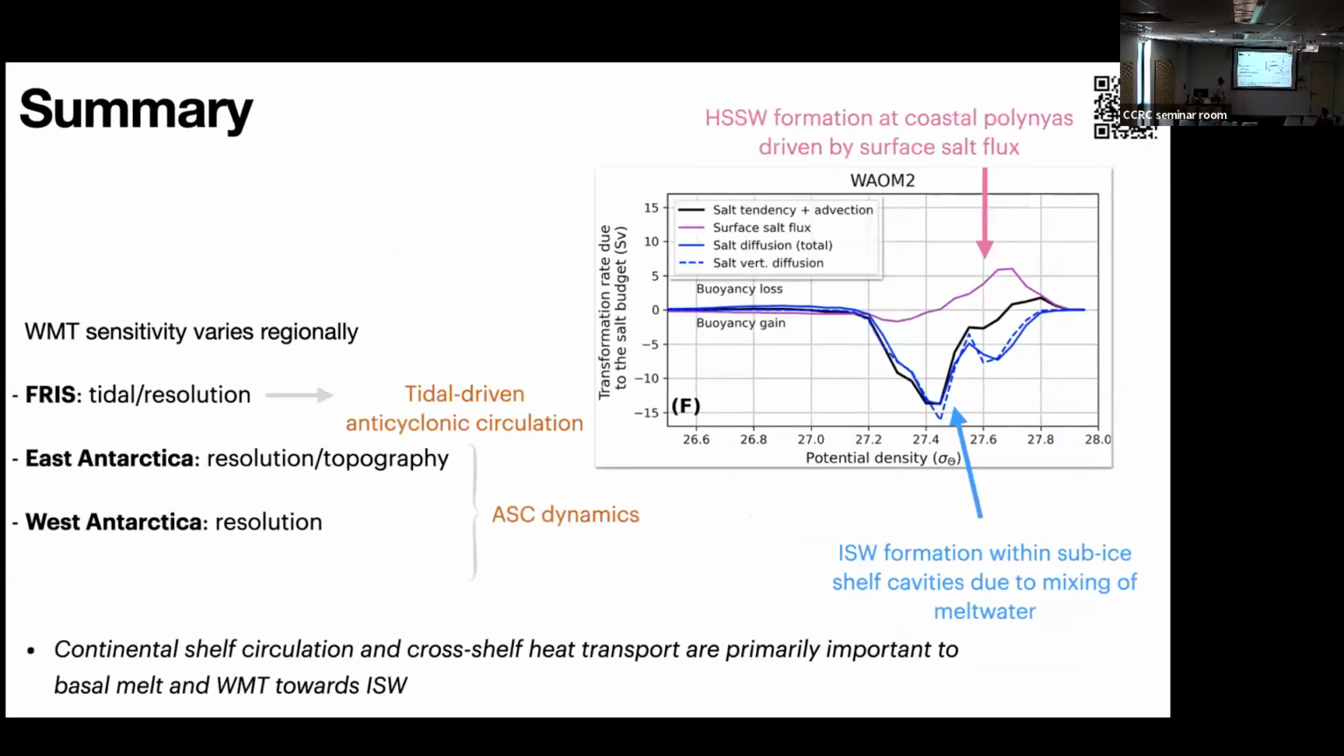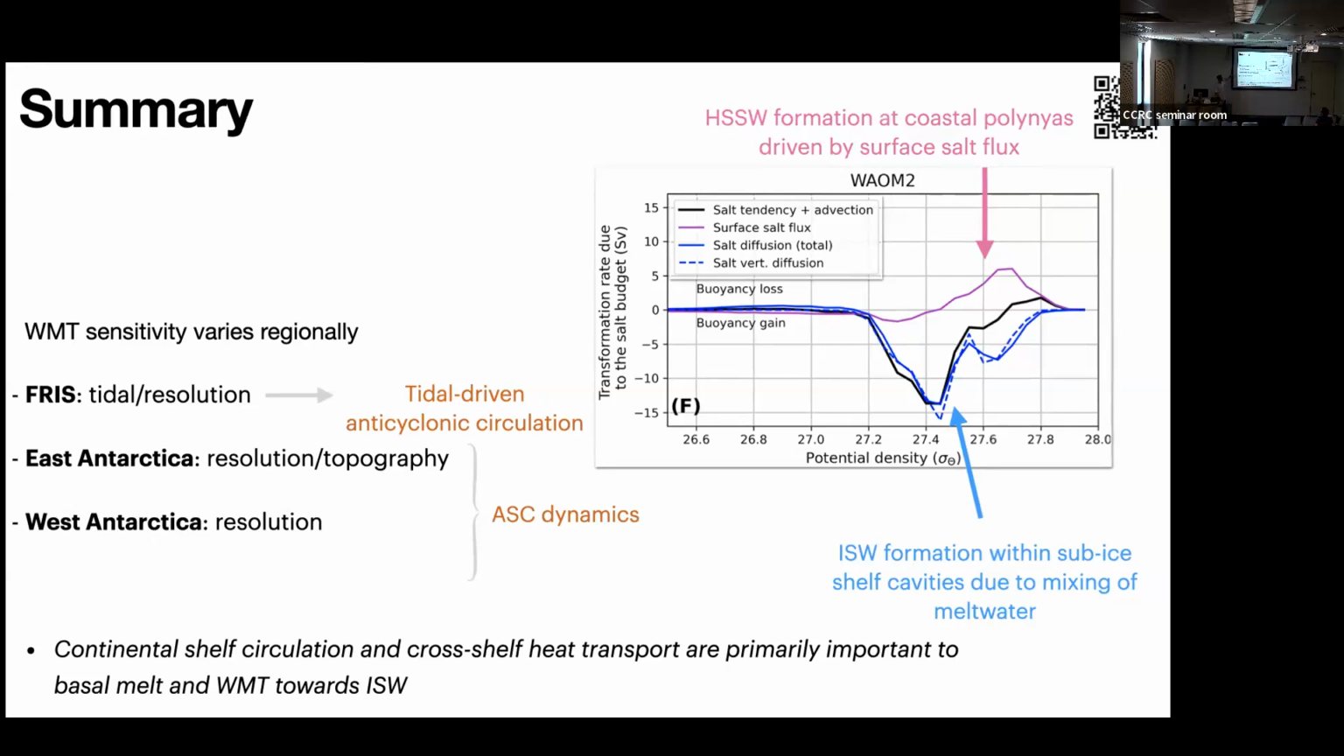Yeah, in summary, the water mass formation on the Antarctic shelf has these two different signals. One of them is driven by the formation of ice shelf water within the sub-ice shelf cavities and the mix of meltwater, which makes water less dense. And then you have the signal from the high salinity shelf water formation at coastal polynyas, where water gets more dense.